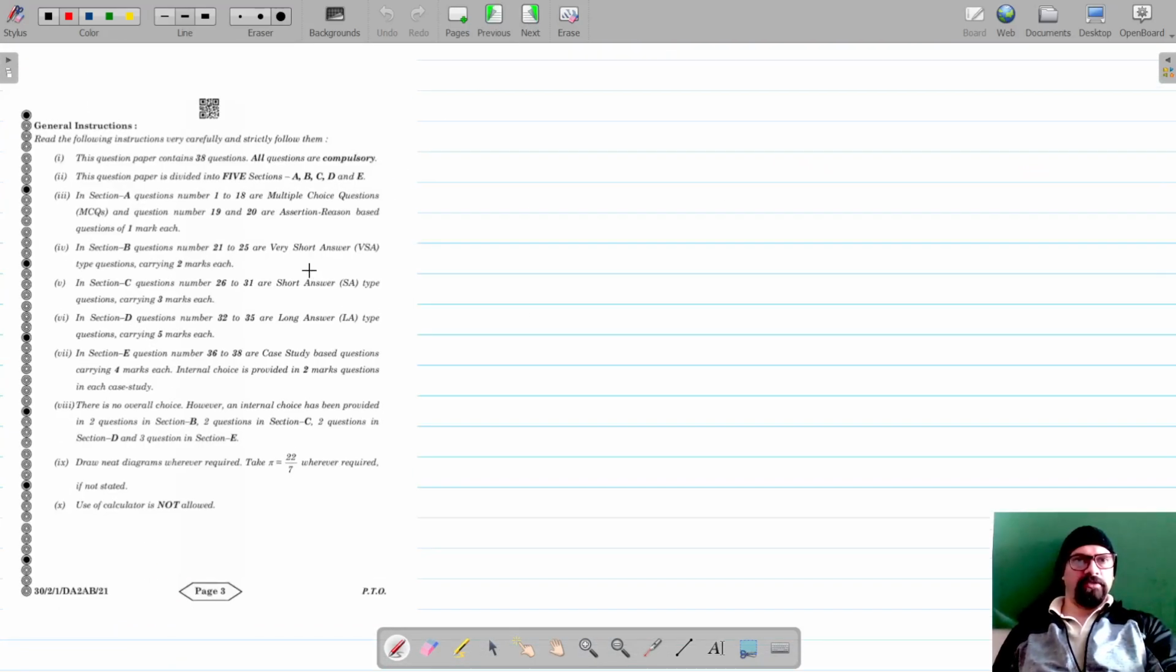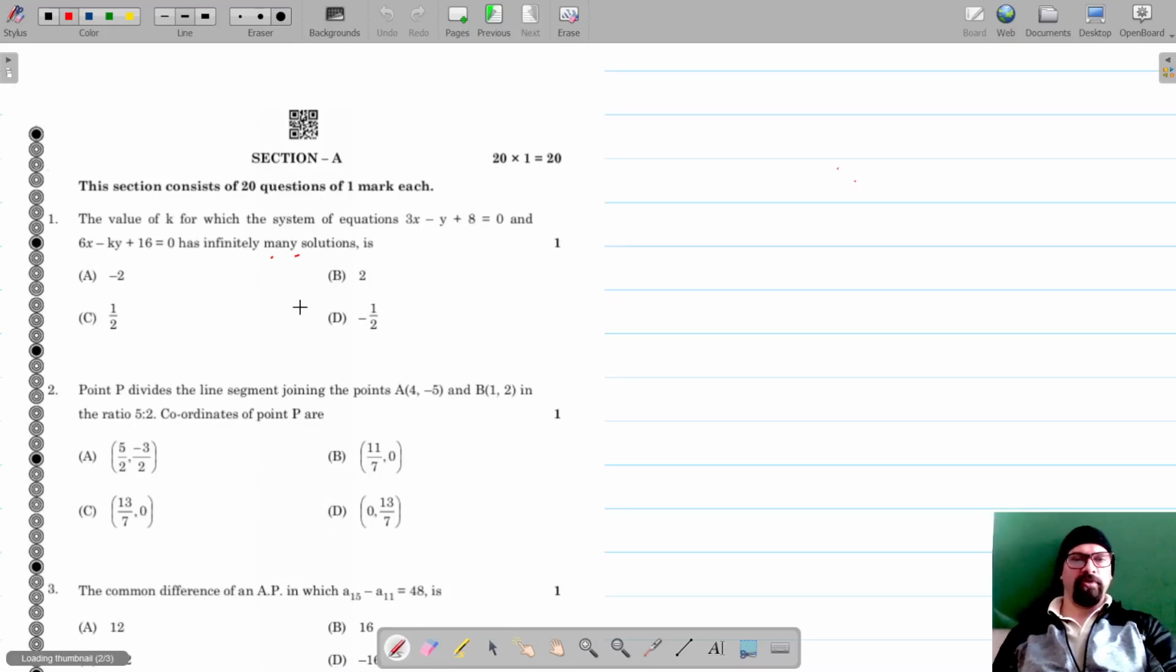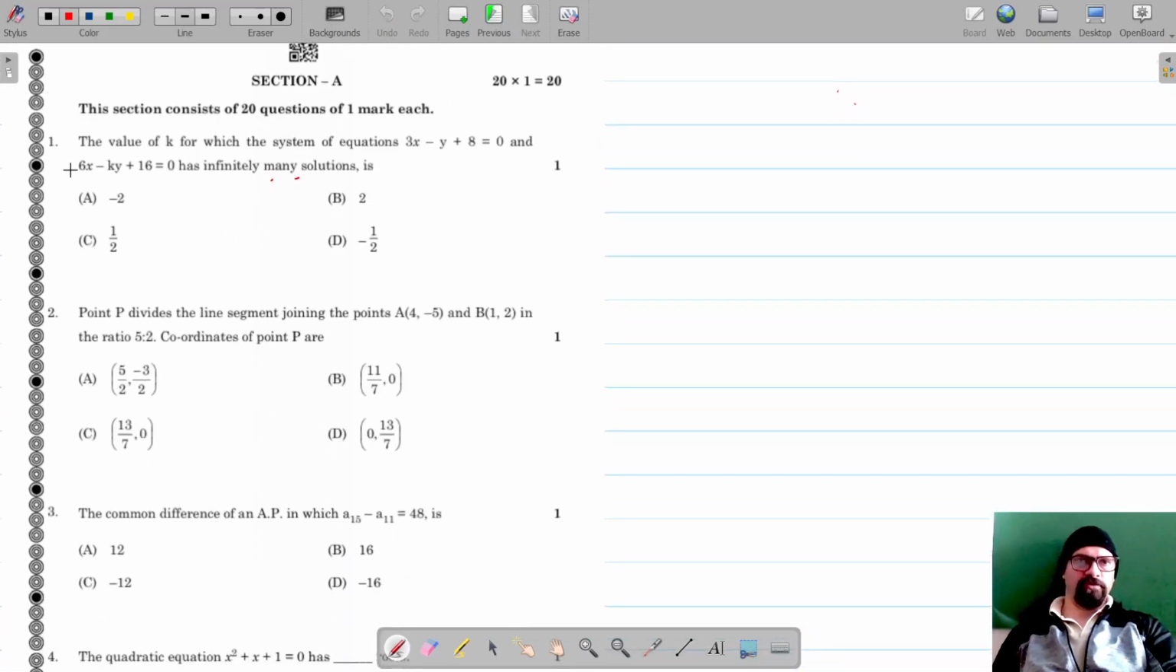So this question paper has 5 sections: A, B, C, and D. In section A, there are 20 MCQs, and 19 to 20 are the assertion and reason-based questions of 1 mark each. So we are going to solve this section first, that is the section A. And moving on to section A, this is the first question.